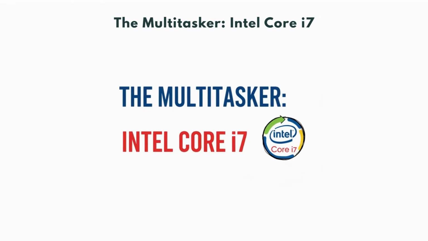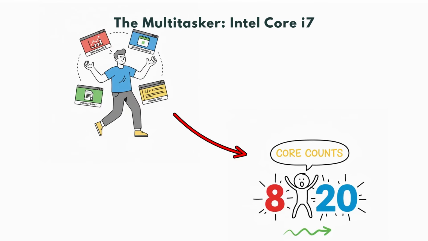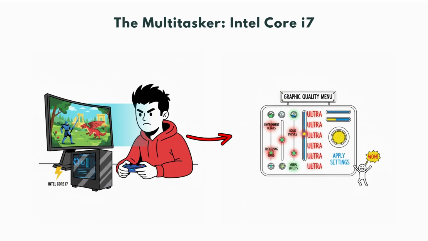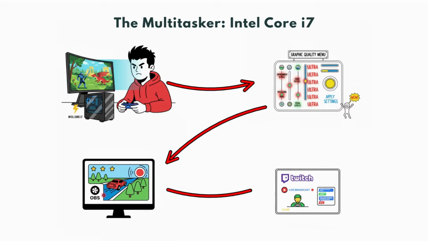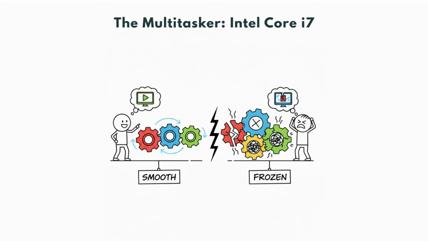The Multitasker, Intel Core i7. The Core i7 is the high-performance tier targeted at prosumers, content creators, streamers, and heavy multitaskers. With core counts jumping between 8 and 20, this chip allows a user to play a AAA game at ultra settings, record the gameplay via OBS, stream to Twitch, and keep 30 Chrome tabs open simultaneously without the system hanging.